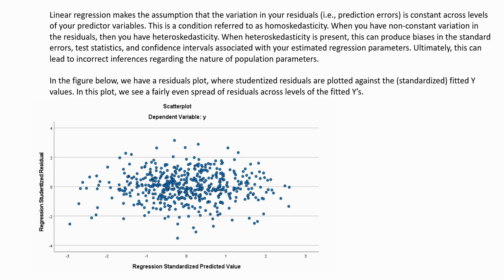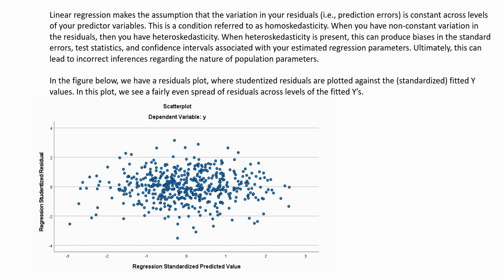The reason why this is important is that when heteroskedasticity is present, this can produce biases in the standard errors, test statistics, and confidence intervals associated with your estimated regression parameters. So ultimately, this can lead to incorrect inferences regarding the nature of population parameters.